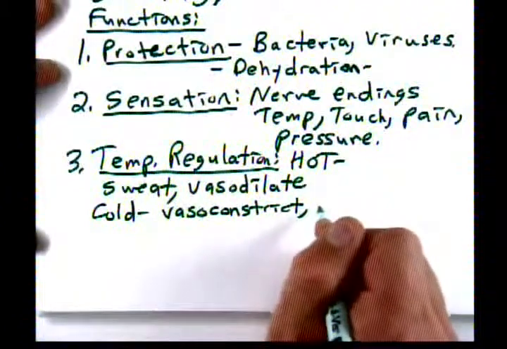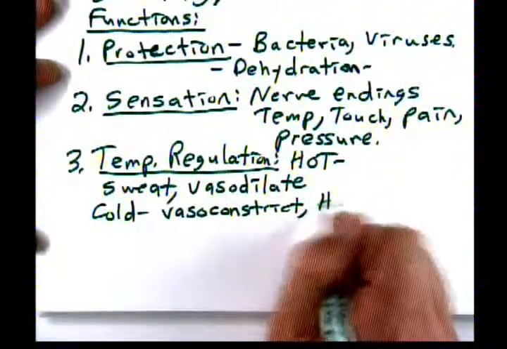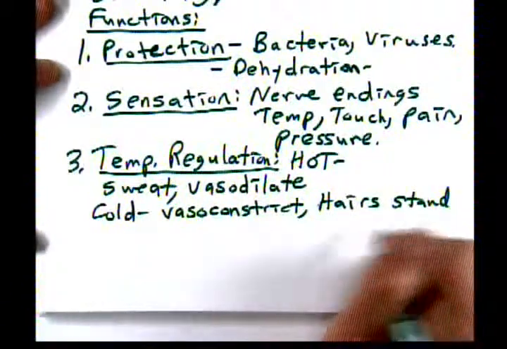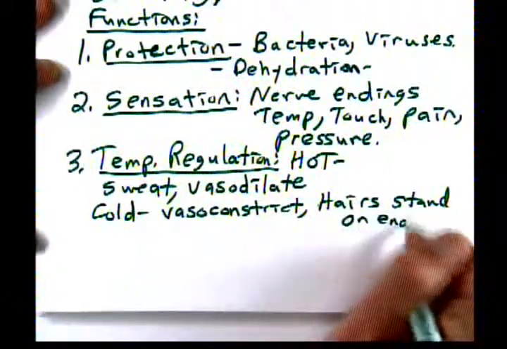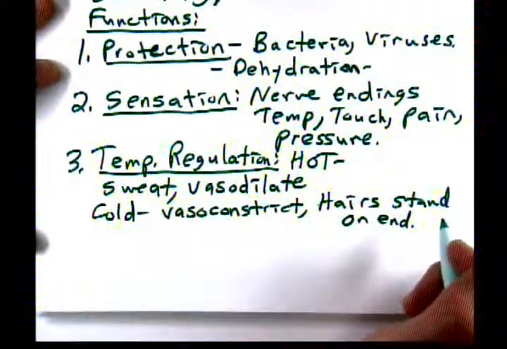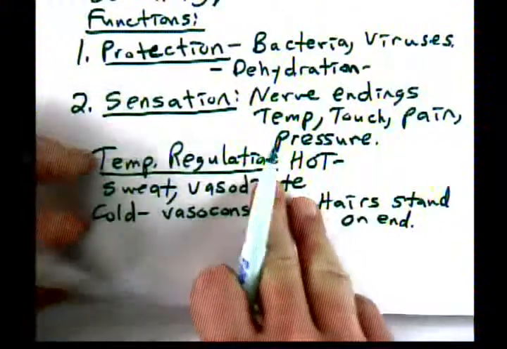And the other thing is that the hairs stand on end. We sometimes refer to that as goose bumps or goose flesh, but that creates a dead air space, and that helps to keep us a little bit warmer. Okay. So, a couple other functions here with the skin.